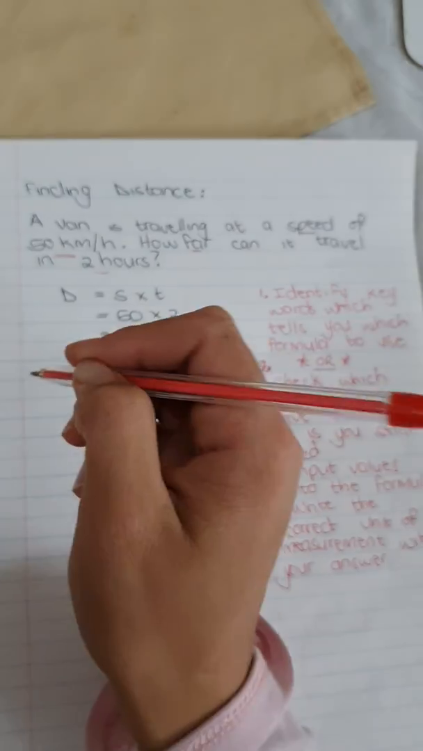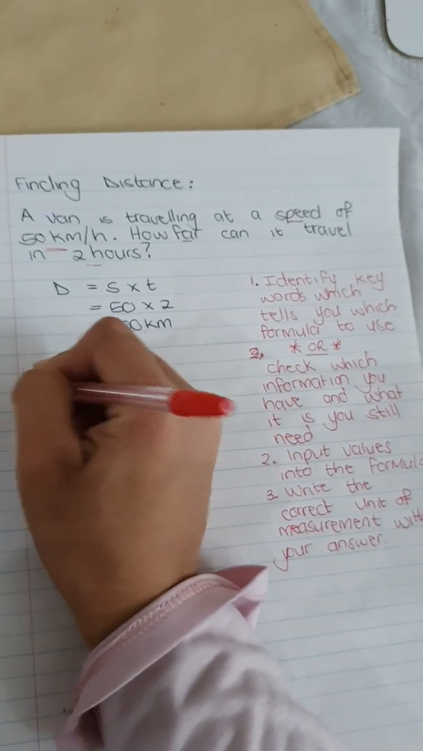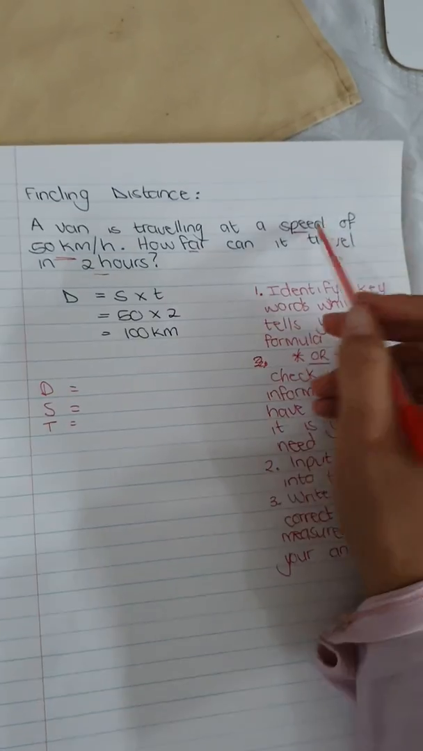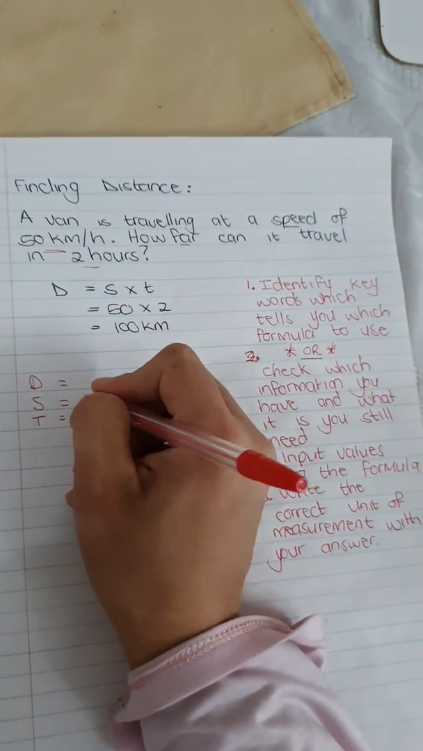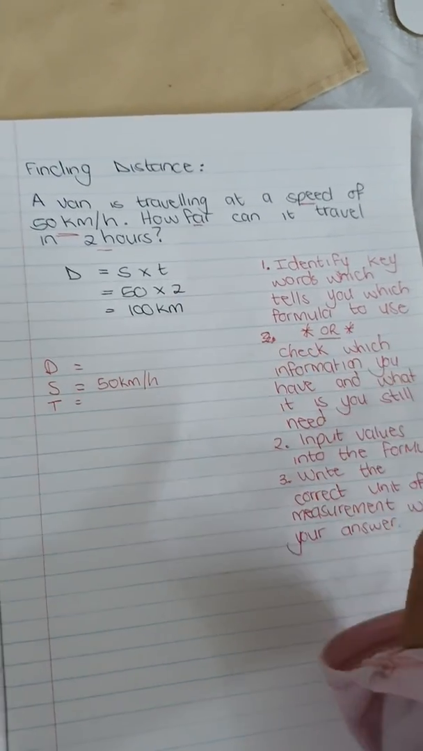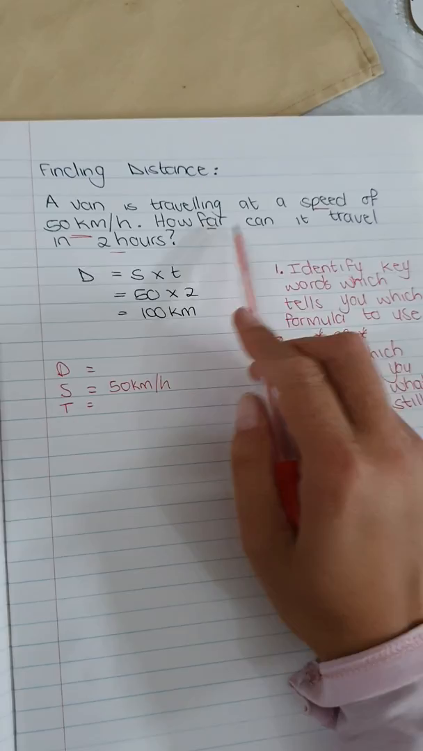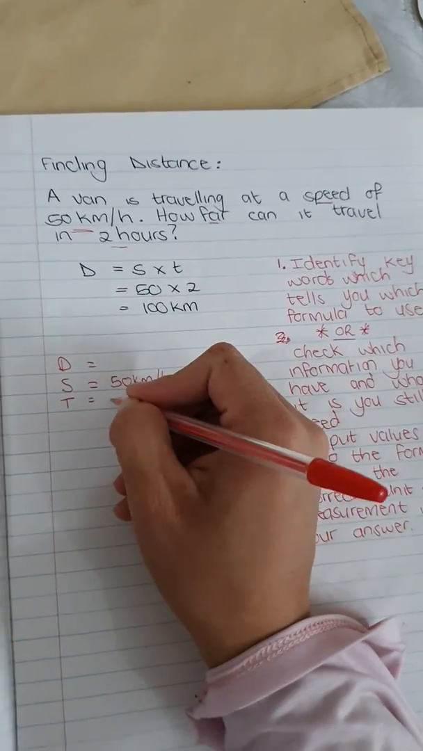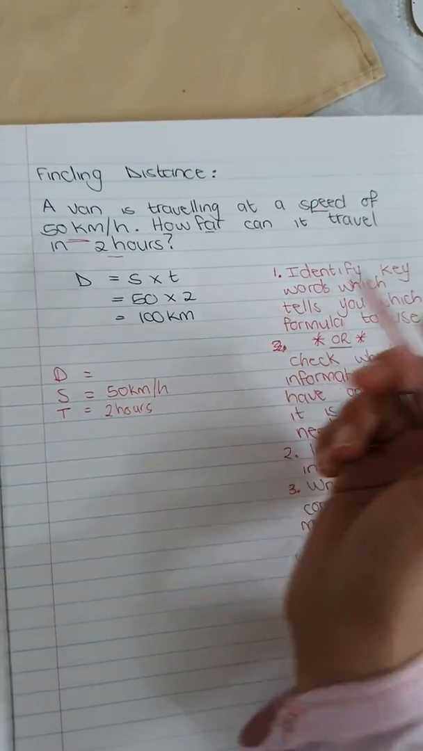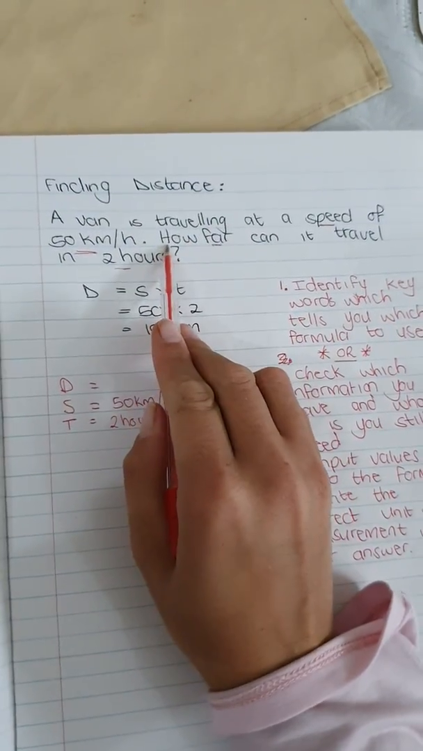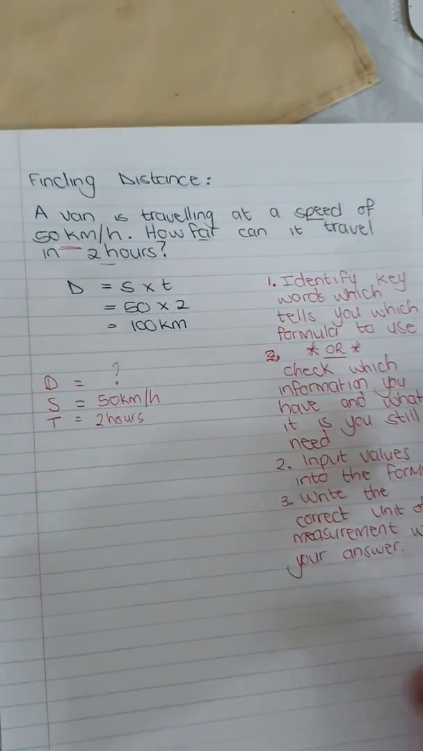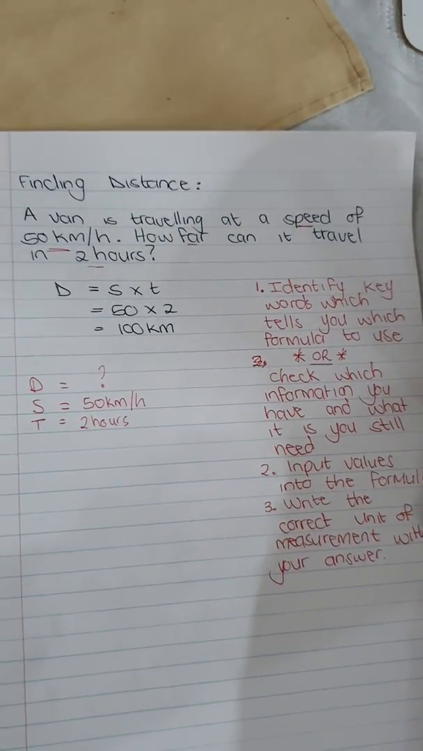What your checklist will look like is that you'll write distance, speed, and time. The first thing that was mentioned was that I have speed, so I'm going to write down my speed, 50 kilometers per hour. Then they said to me, how far can it travel in 2 hours? So that means my time is 2 hours. I don't know what the distance is. This portion here, how far, tells you they want to know what the distance is. I don't have that portion, so that is what I will be looking for.